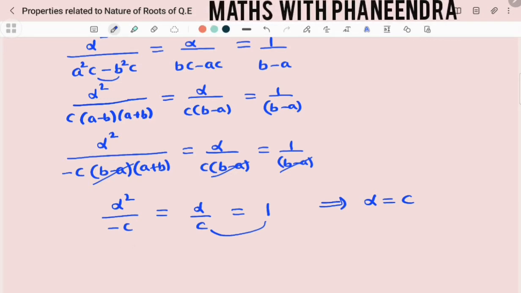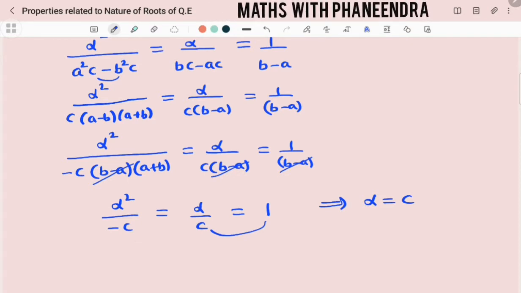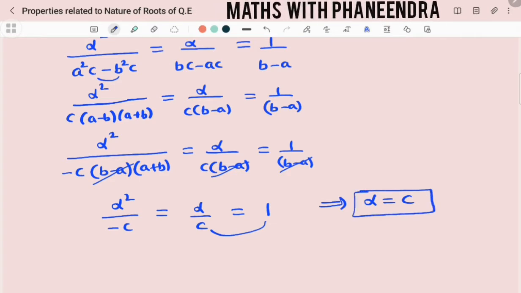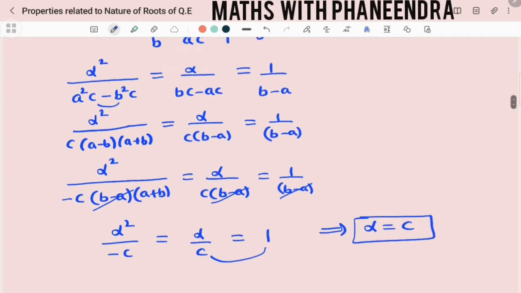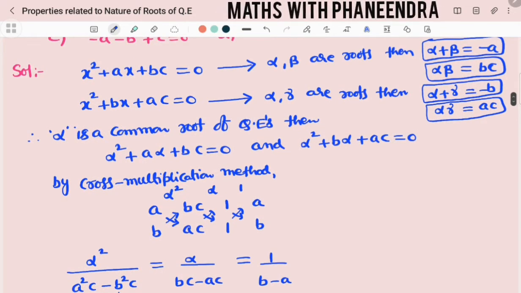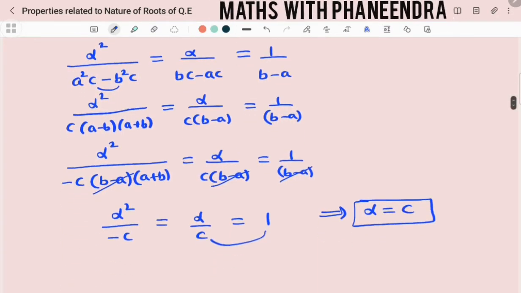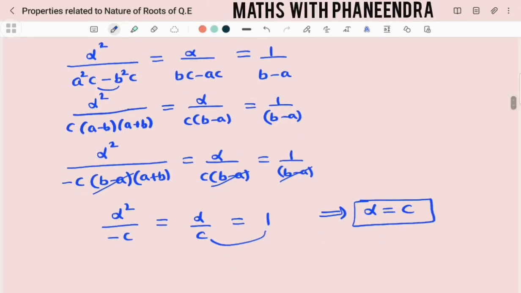Even if you equate these two, alpha square is equal to alpha is equal to C, it is enough. From this only we will get the condition. See how the condition will come. Here alpha plus beta is equal to minus A, alpha plus beta is equal to minus C, alpha is equal to C.